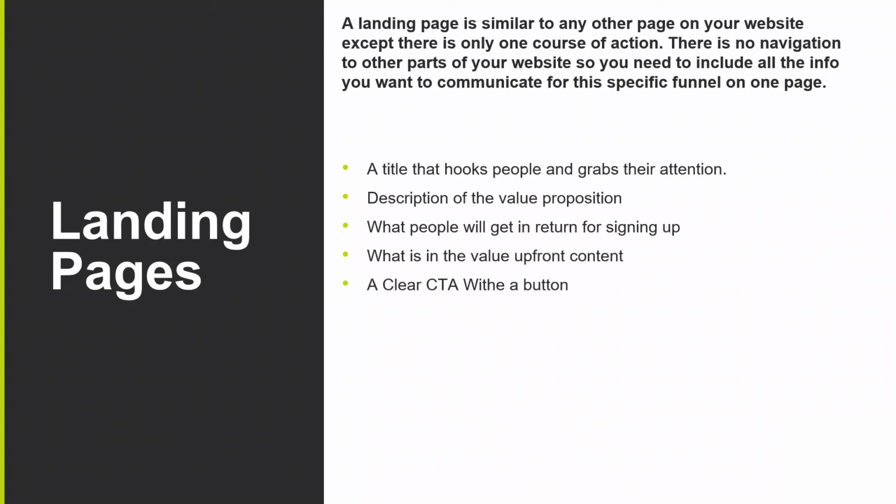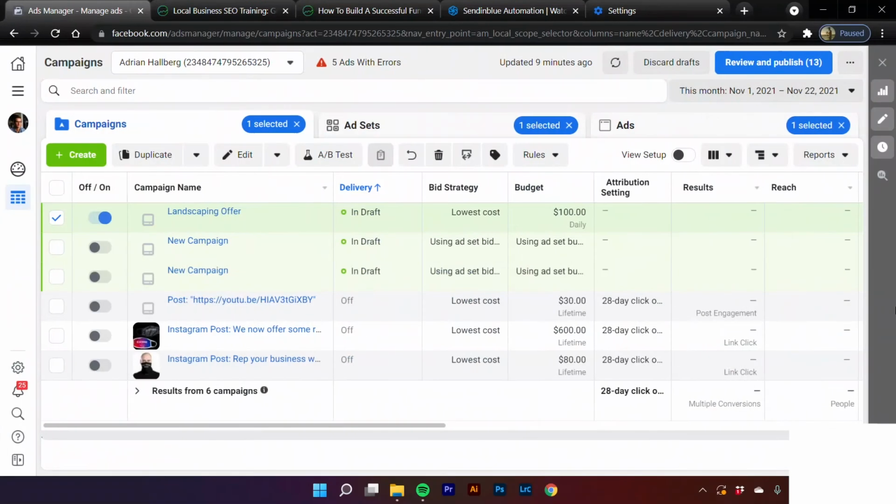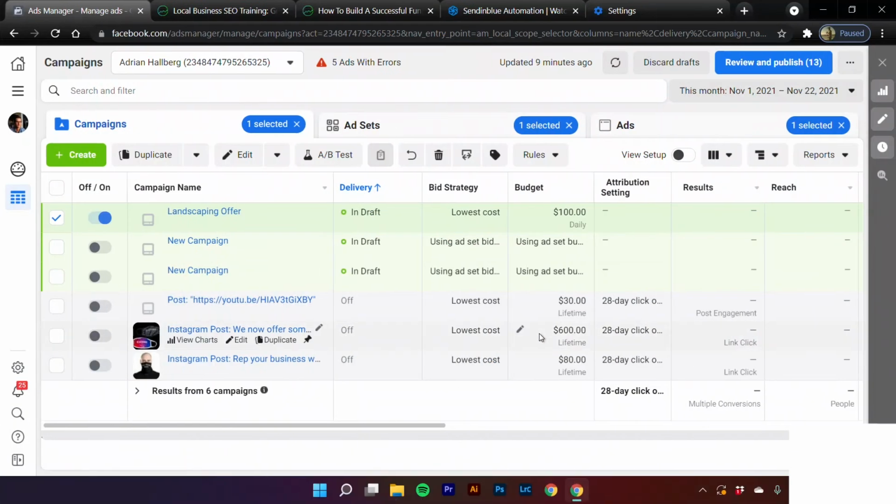So you take away your navigation. You have a title that hooks people and grabs their attention, a description of value, what people will get in return for signing up, what is the value upfront, content, and a clear call to action with a button. So here's a quick example of a landing page, and I'll hop right over.